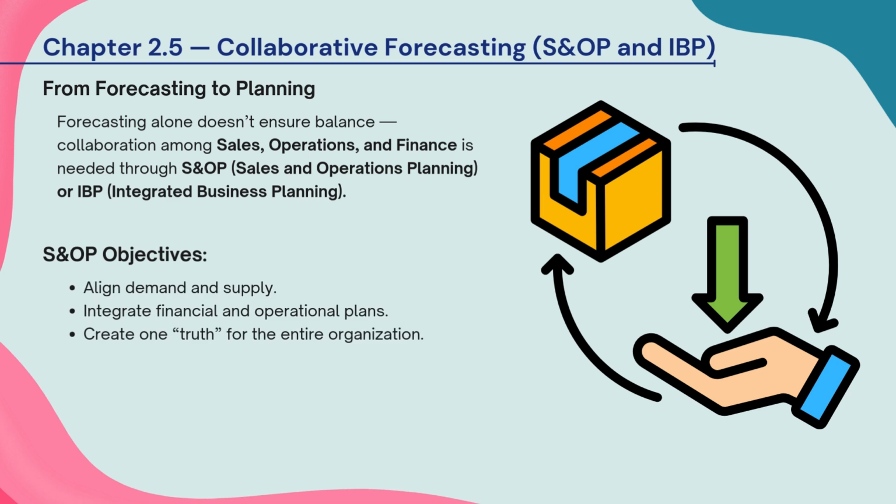S&OP or IBP ensures alignment between sales, operations, and finance. It balances demand and supply, integrates financial and operational plans, and creates a single source of truth for the organization. This collaborative approach improves decision-making and reduces gaps between forecast and execution.